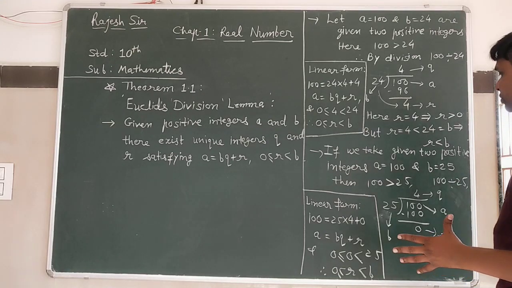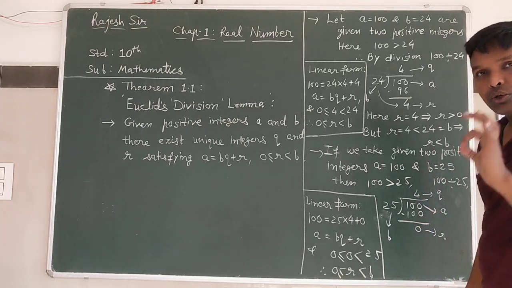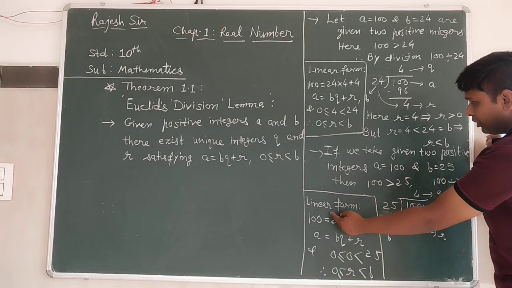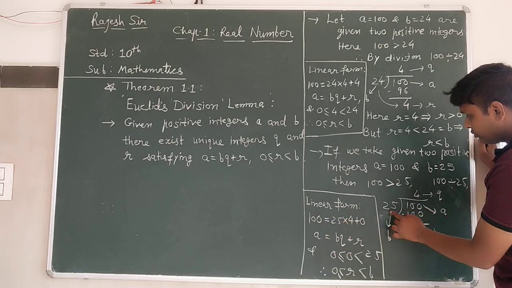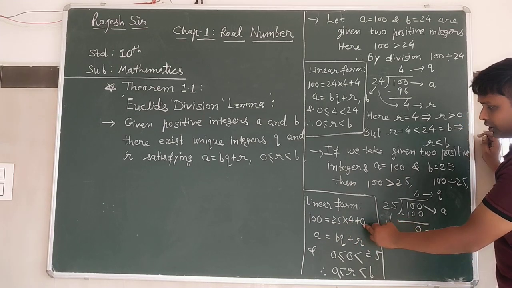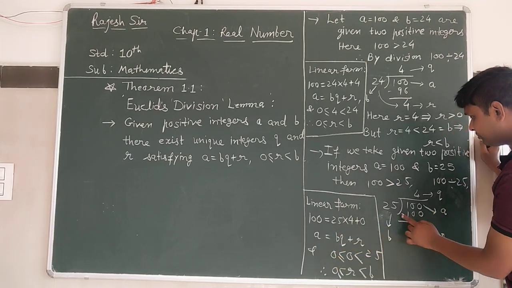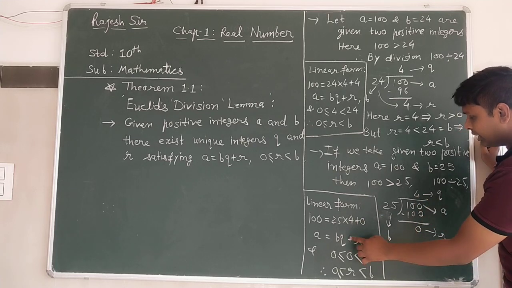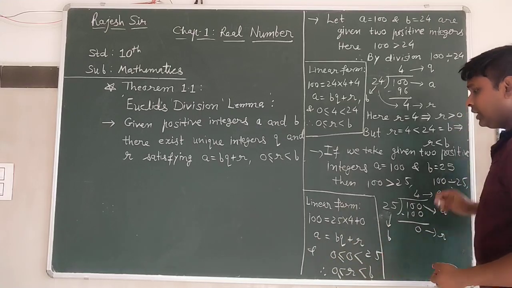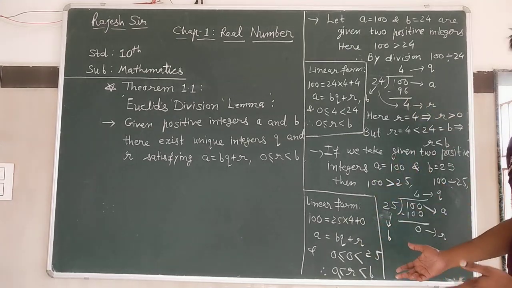Sometimes when a number is divisible by the divisor, the remainder comes 0 also, right? So if we convert this into linear form, 100 equals 25 into 4 plus remainder 0. Again the form will be 100 is a, 25 is b, 4 is q, plus remainder r equals 0. So again we got a equals bq plus r. This form we got in this example also. In all examples you will get the same.